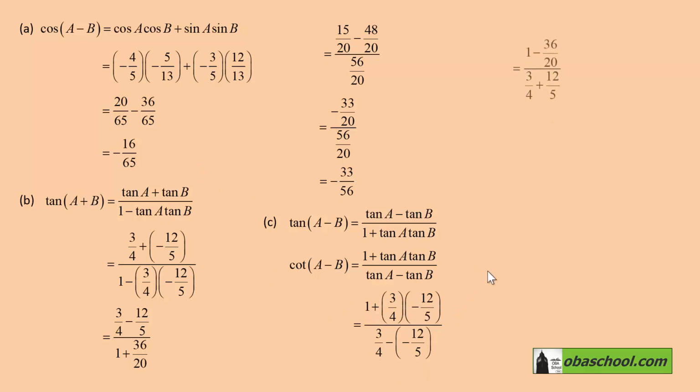So that gives us 1 take away 36/20 on the top, and the bottom is going to, with the minus minus here, end up being 3/4 add 12/5. Now remember that 1 is 20/20ths. So the top's going to be negative 16 over 20. Using the common denominator of 20 on the bottom here, we're going to get 15 over 20 add 48 over 20. So that's negative 16 over 20 over 63 over 20. And again, the 20s can cancel. And so we end up with negative 16 over 63.